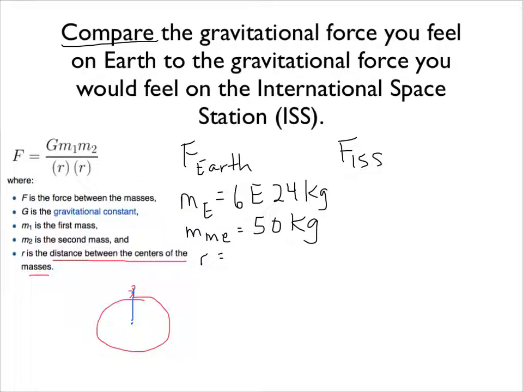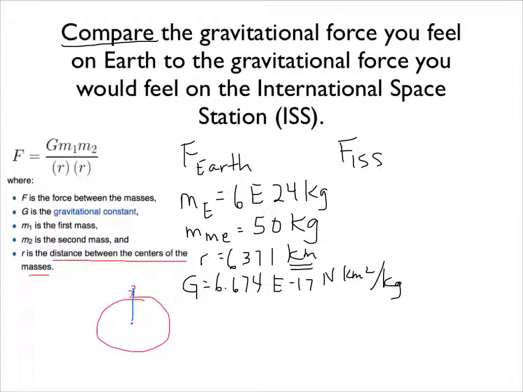Well, the radius of the Earth is 6,371 kilometers. And because our distance now is in kilometers instead of meters, we're going to use that other value for G. G is going to be 6.674 E negative 17 newtons kilometers squared per kilogram.